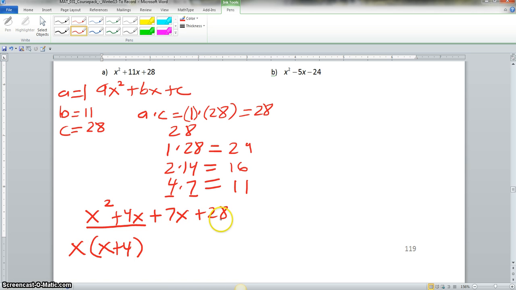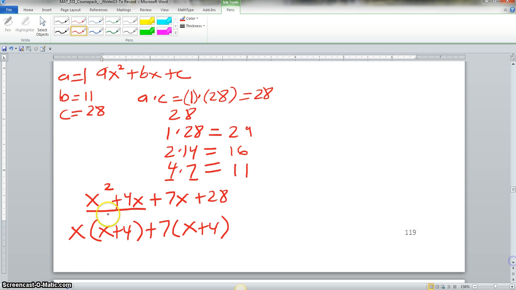Now we go here to 7x and 28. We can factor out a positive 7, and in parentheses we will have x plus 4. Now, this is what happens. In order to know that you factored correctly, these two parentheses must be the same. If these two parentheses are not the same, then one of two things happened: either you factored incorrectly or it cannot be factored.